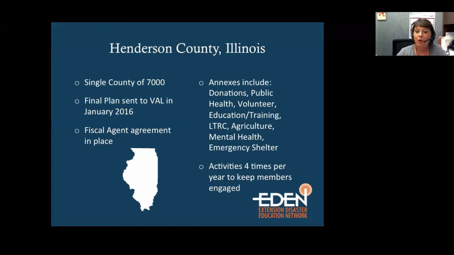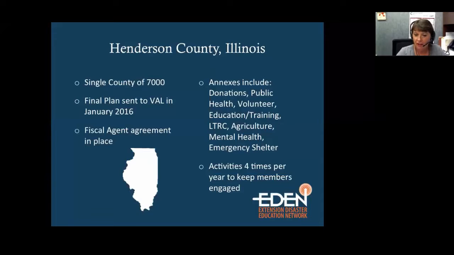And then we did annexes, which in normal terminology are committees, but for some reason, every discipline must have its own terminology. So we have annexes for donations, so that someone can help coordinate those donations as a disaster is occurring. We have an annex for public health, one for volunteer, one for education and training. Obviously, Extension is leading that one. We also have a long-term recovery committee.